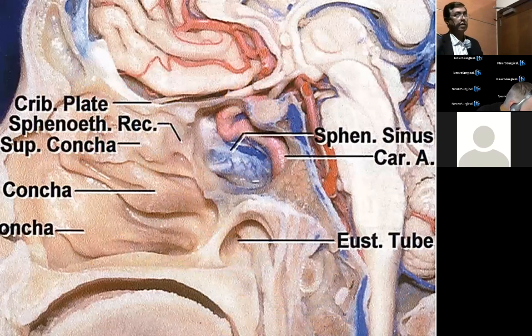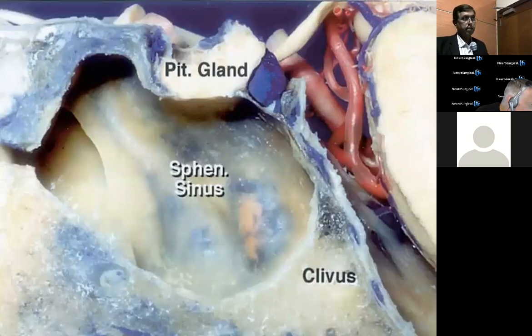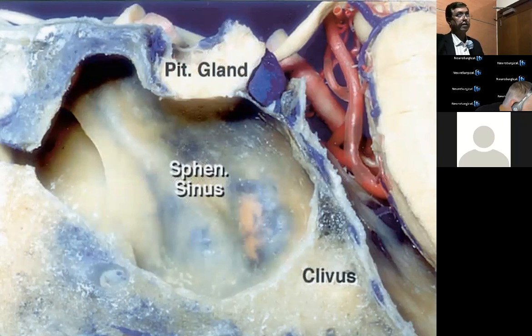Lateral view of the sinus, the center of the skull, with the frontal lobes above, sella on top of the body, and the cavernous sinus. Larger view of the same thing, pituitary gland and the sella on top of the body of the sphenoid. Inside the body is the sphenoid sinus.